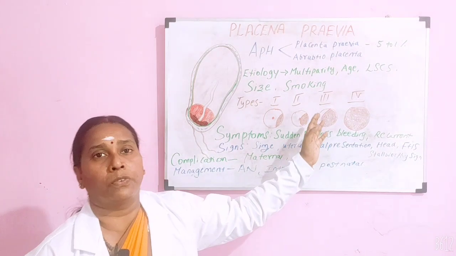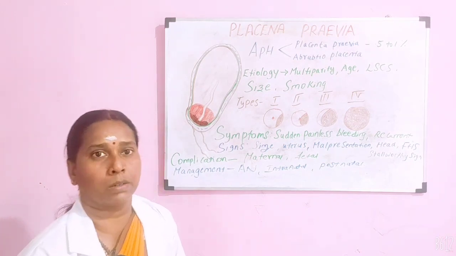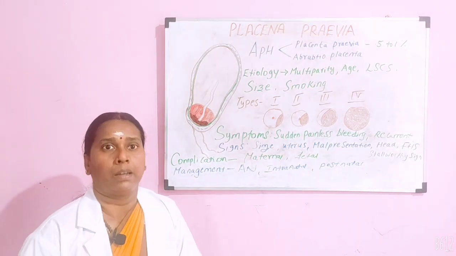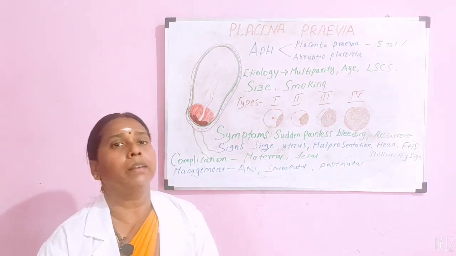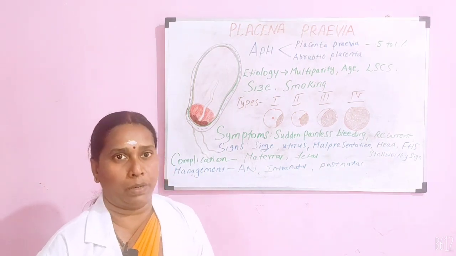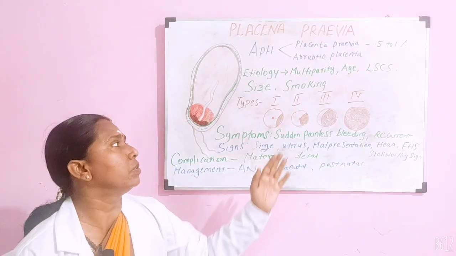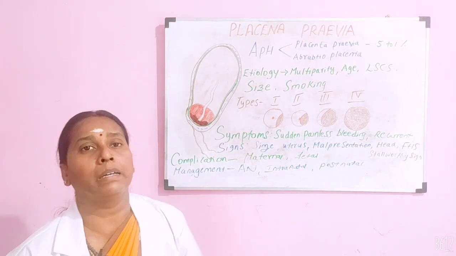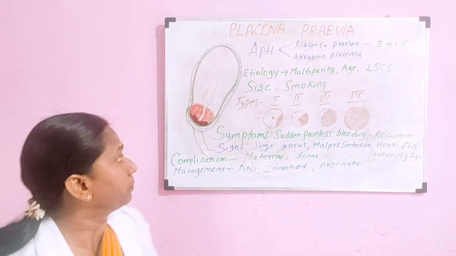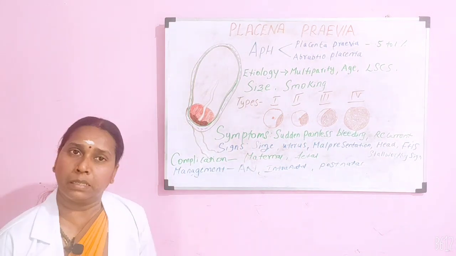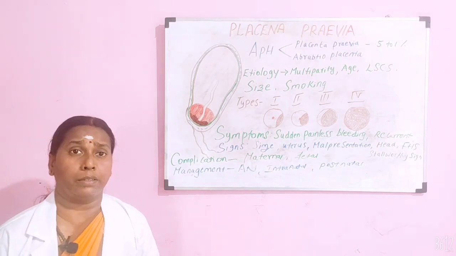But in cases of type 3 and type 4, even after dilatation of the cervix, part of the os remains hidden. At that time the delivery becomes complicated and bleeding happens. So these two conditions, type 3 and type 4, we consider a high risk pregnancy. Then, when we come to the symptoms, what does the mother complain of during the antenatal period?